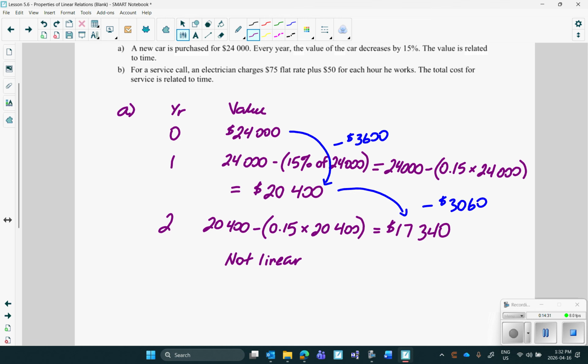How about 2 hours? How much do we add to get 2 hours? It's $50 an hour, right, so I add another $50. How much for the next hour? How much do I add? 50. Next hour, how much do I add? Is that linear? Yes.